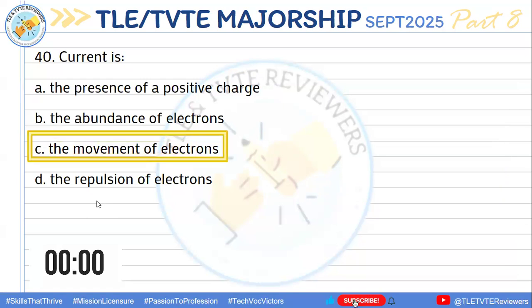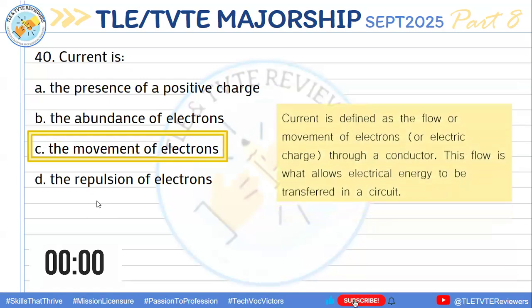Answer letter C, the movement of electrons. So current is defined as the flow or movement of electrons or electric charge through a conductor. This flow is what allows electrical energy to be transferred in a circuit.